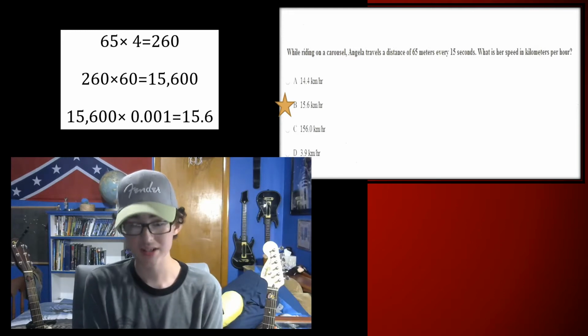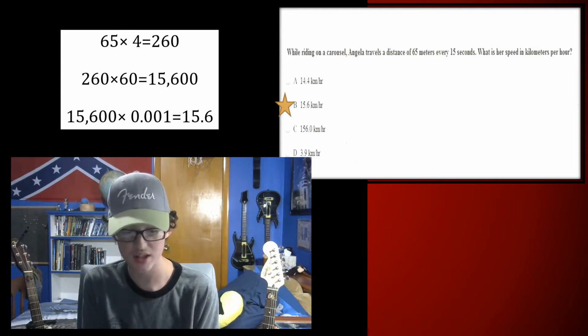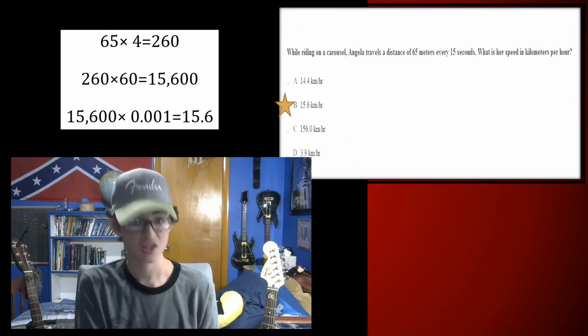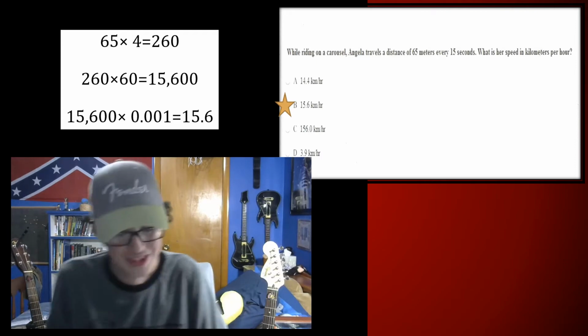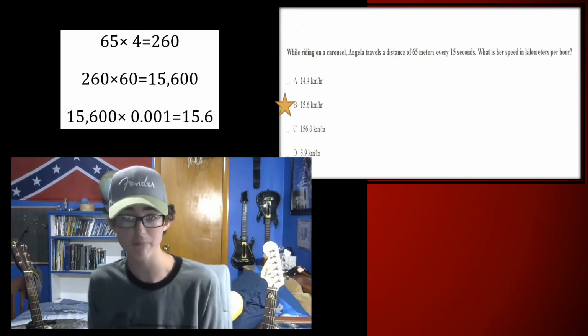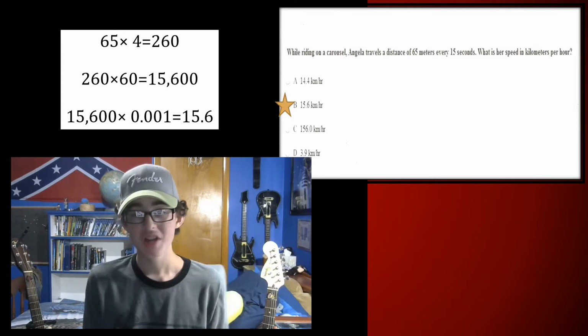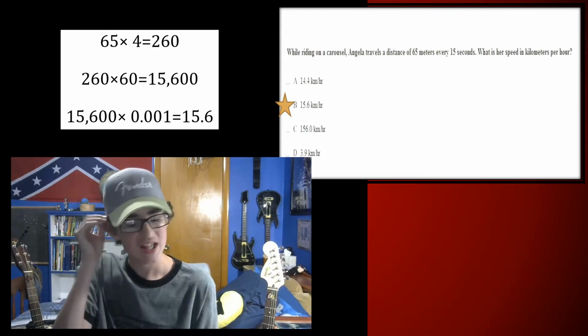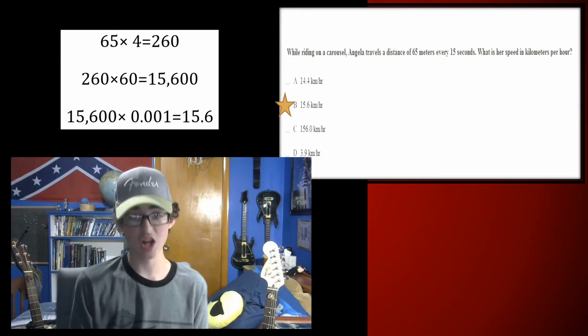So, we're going to need to multiply 65 times 4, because 15 times 4 is 60, and that'll be 60 seconds. 60 seconds is equal to a minute. Okay? So, 65 times 4 is 260 meters per minute. Okay? So, now you're going to need to multiply that times 60. 260 times 60 is equal to 15,600, okay?